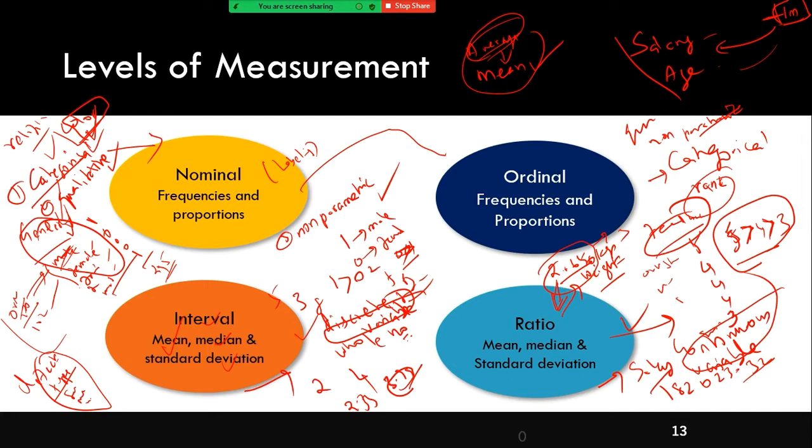The ratio level variables have all of the characteristics of nominal, ordinal and interval variables, but also have a meaningful zero point. The zero point is real. In this case, it is not arbitrary. If somebody says zero, it means zero. You can add, subtract, divide and multiply two ratio level variables. The zero has a real meaning here. If I say my account balance is zero, that means I don't have anything. Nothing is there with me.